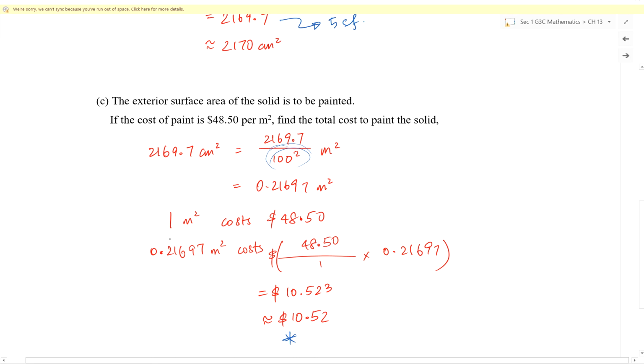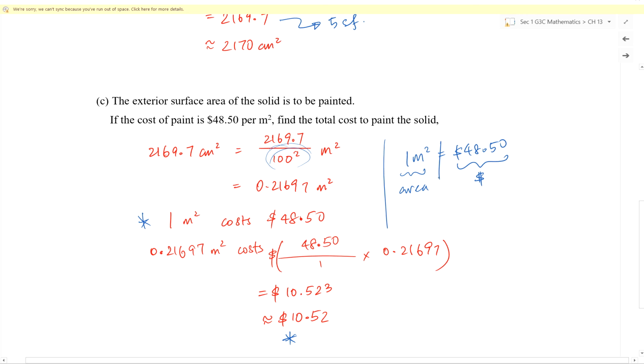Now, presentation over here. Please do not write 1 square meter equals to 48.50. Because this is area. This over here is money. Area is not equal to money, they are different. You should present it as 1 square meter costs $48.50. That makes more sense. Okay, they cannot be equal.